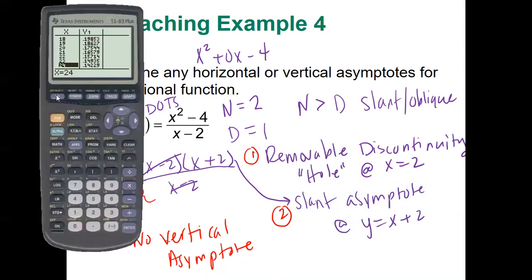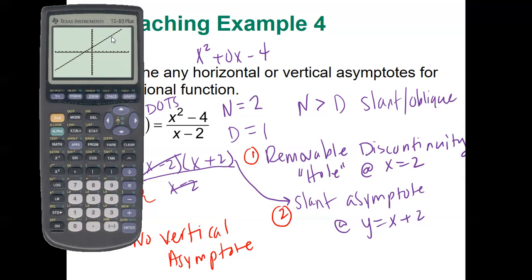So I'm going to go to my graph. Parenthesize my numerator, x squared minus 4, divided by, parenthesize my denominator, x minus 2. Hit graph. And what is it? It's just a line because of the elimination. So because of the elimination, it's just left with the slant asymptote.